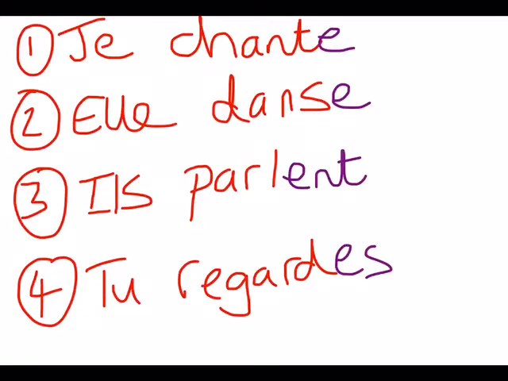And here we have the correct conjugations. So I've done the two-step process correctly. Je chante with an E on the end, I sing. Elle danse with an E on the end, she dances. Ils parlent, they speak or they talk with an ENT on the end. And finally, tu regardes, you watch with an ES on the end.